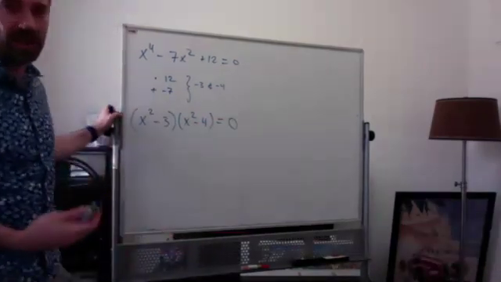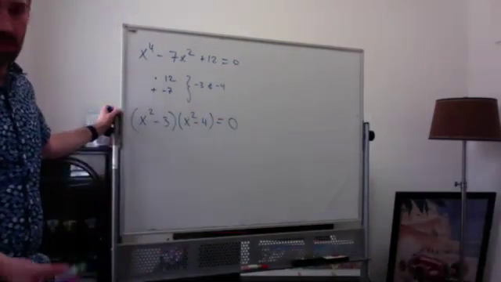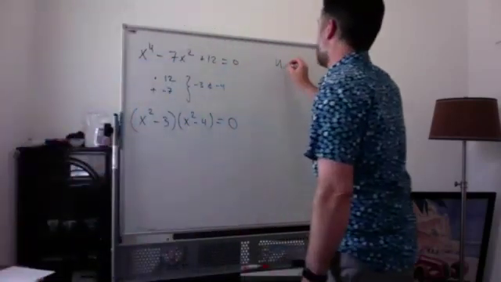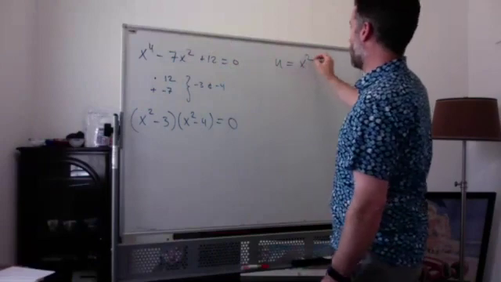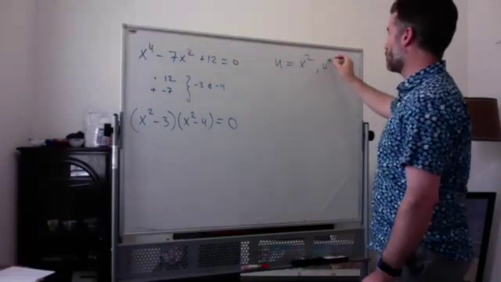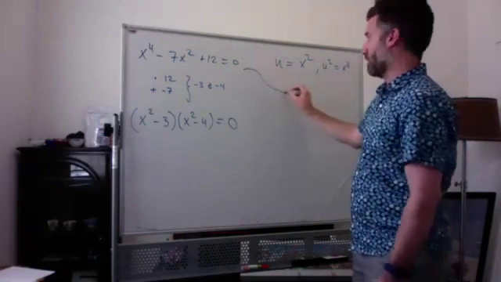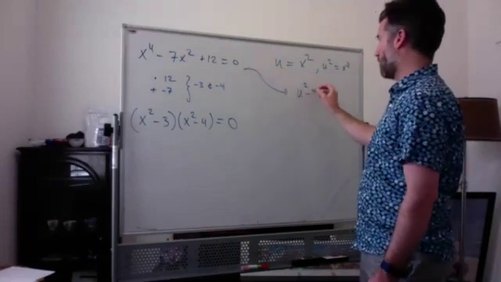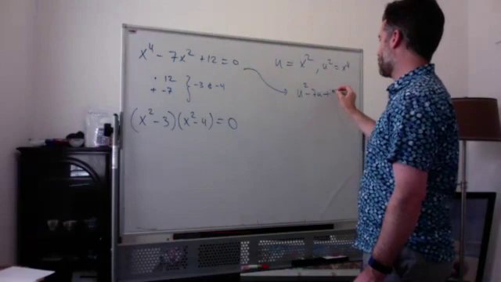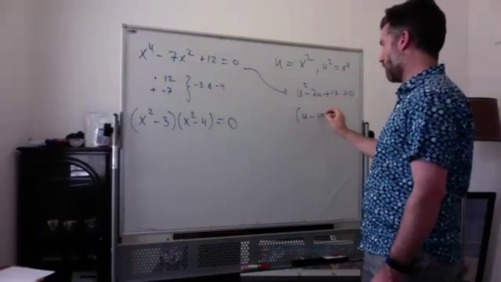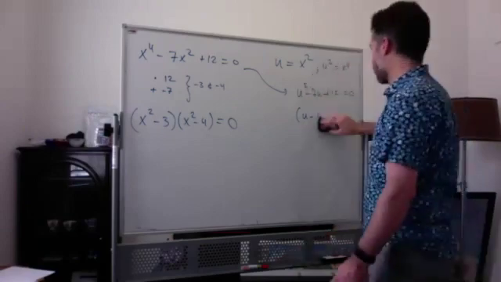There are other ways you could do this. You could use the AC method. You could first do a u substitution where you let u equal x squared, and then u squared is x squared squared, which is x to the 4th. And then you could write this as u squared minus 7u plus 12 equal to 0, which then factors as u minus 3 times u minus 4.